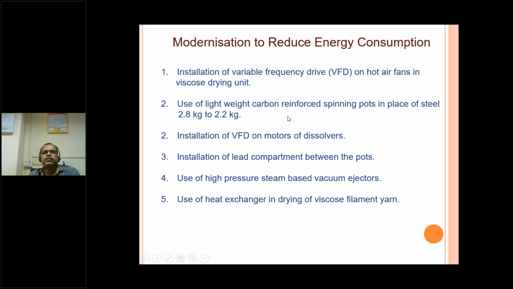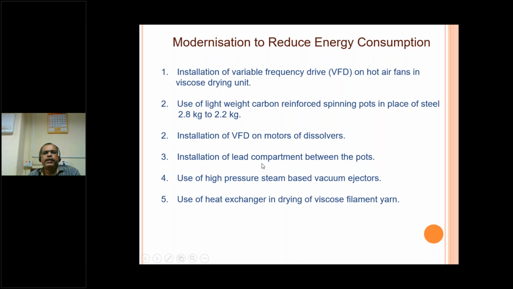It is a material change, so we can use lightweight material for the different zones of the spinning line. Then installation of VFD motors on dissolvers. The motors which we are using for dissolving the cellulose, there also we can use variable frequency drive motors.